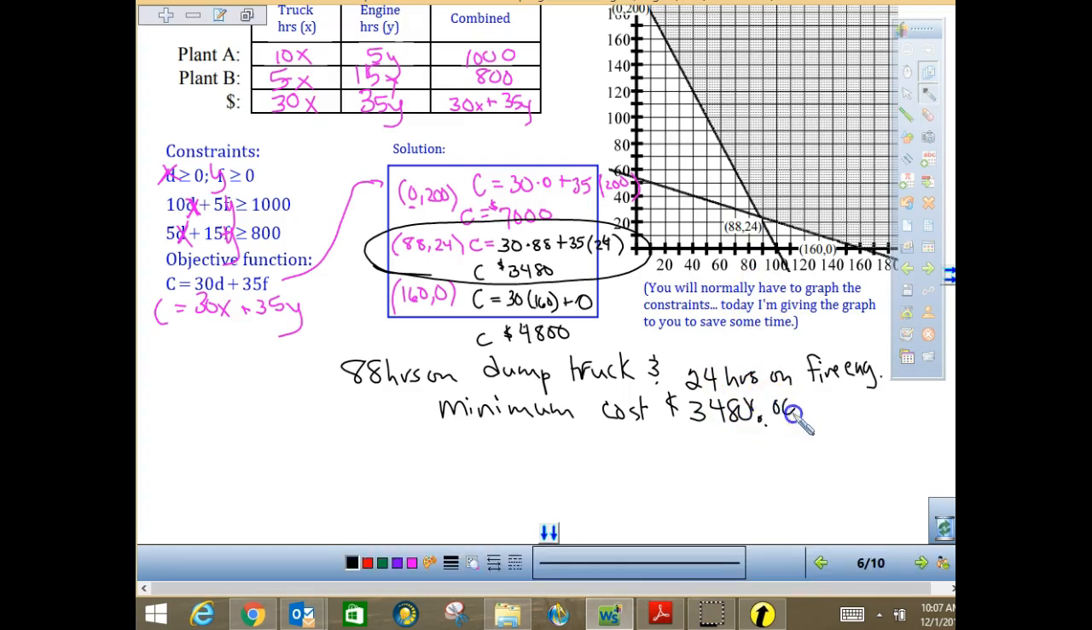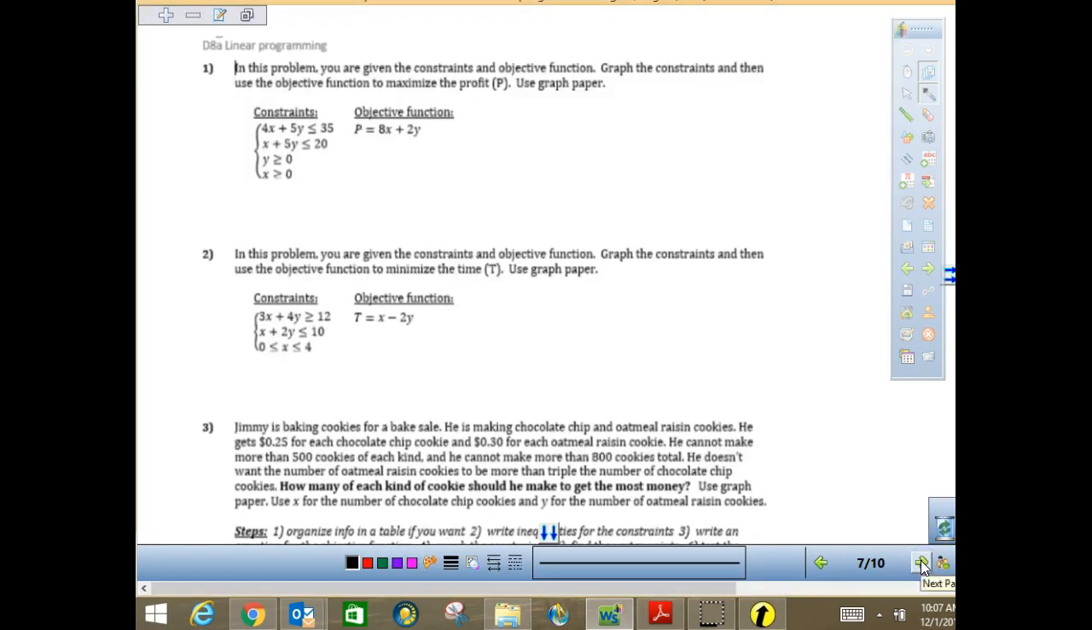Okay, is it like what we've been doing? Sort of. Once we find those intersection points of our equations, we are just trying to find out which one is either the minimum or the maximum that you're going to be looking at. Okay?